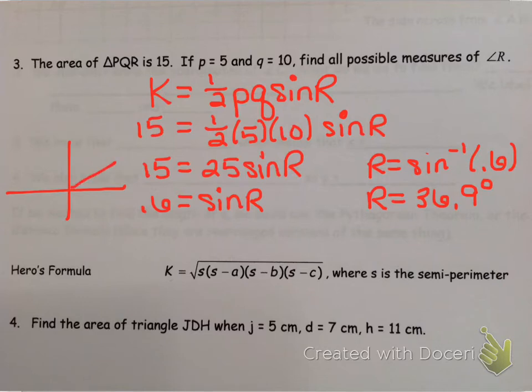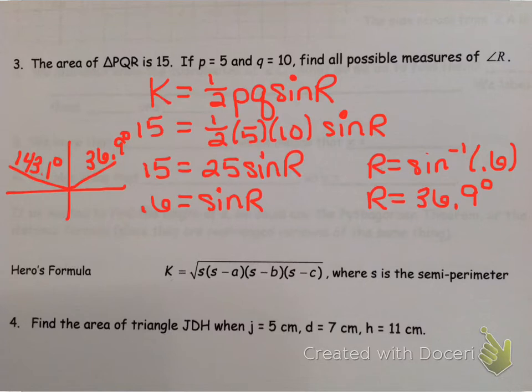And our calculator just gave us this answer, 36.9 degrees. But we know sine would also be positive 0.6 over here with a 36.9 degree reference angle. And so that angle would be 143.1 degrees.